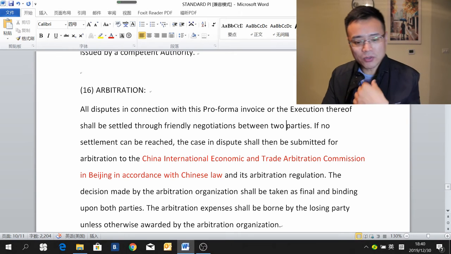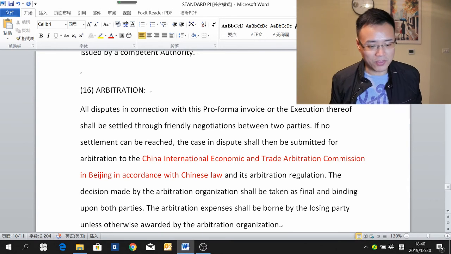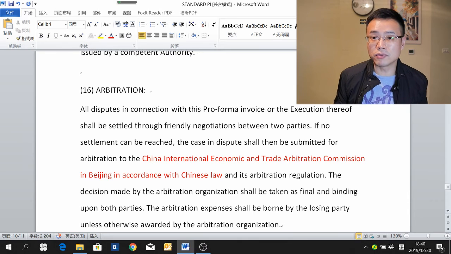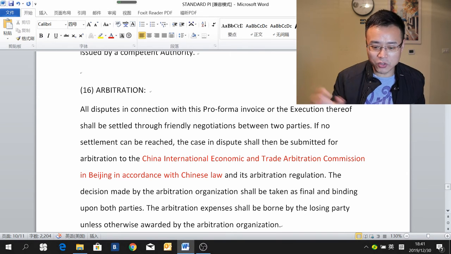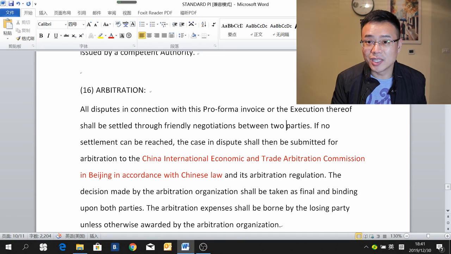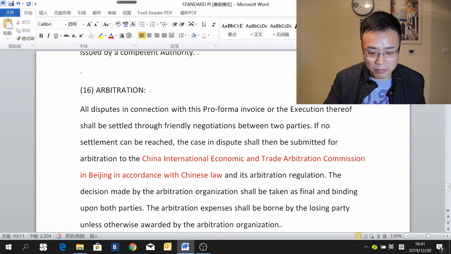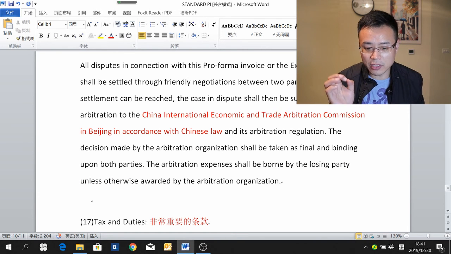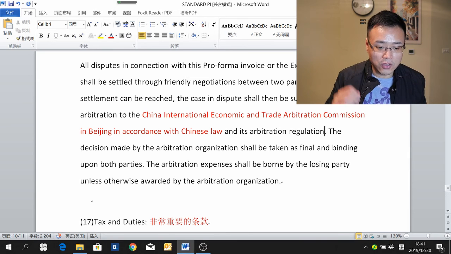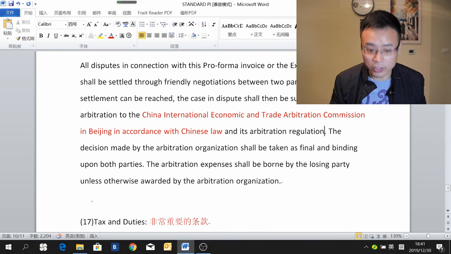Arbitration. So arbitration means there's a dispute, and we cannot solve it in a friendly way. So we have to go to a third party. It's called an arbitration commission. Let them judge who is right and who is wrong, who should compensate whom. You can copy the same terms here, but just try to mention China International Economic and Trade Arbitration Commission as the referee, as the judge.